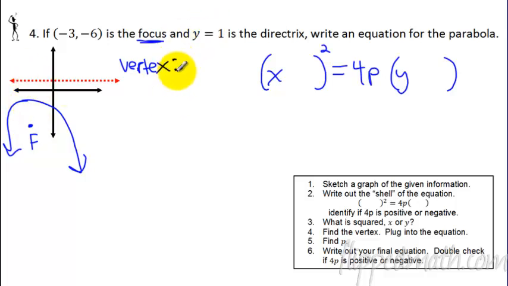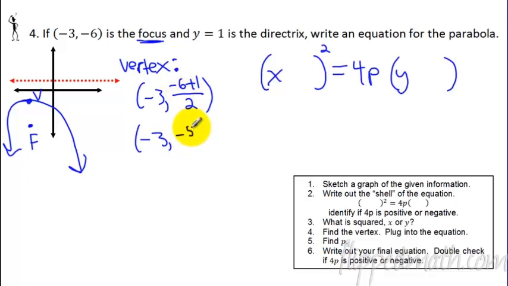So what in the world is the vertex? Well, the vertex right there, that V, is going to have the same x value as the focus. So we can say that the vertex is at (-3, comma. How do we get the y value of the vertex? You want to go halfway in between these two things, which really means you're going to take the average. So we just say -6 plus 1, because that's the y value here and the y value here. You add them up and divide by 2. That's how we get right in the middle. It's the average of the two. So the vertex is (-3, -5/2), or -2.5 if you wanted to do it that way instead.